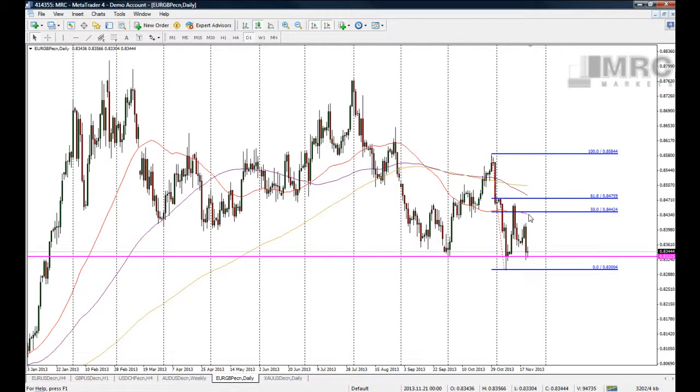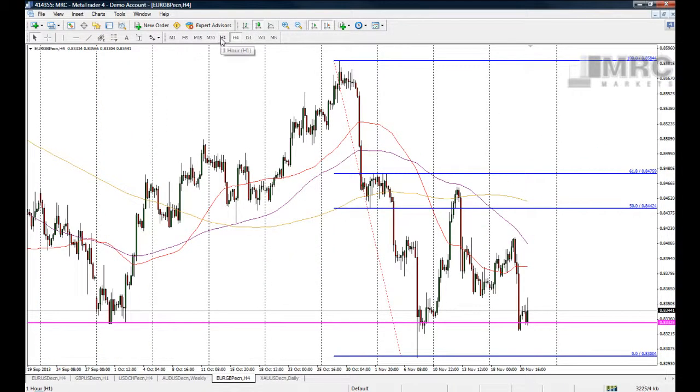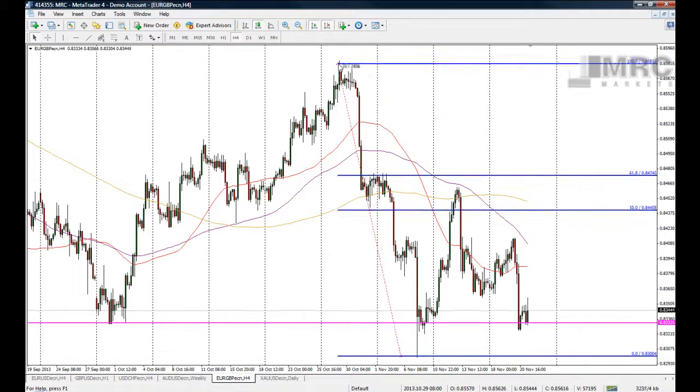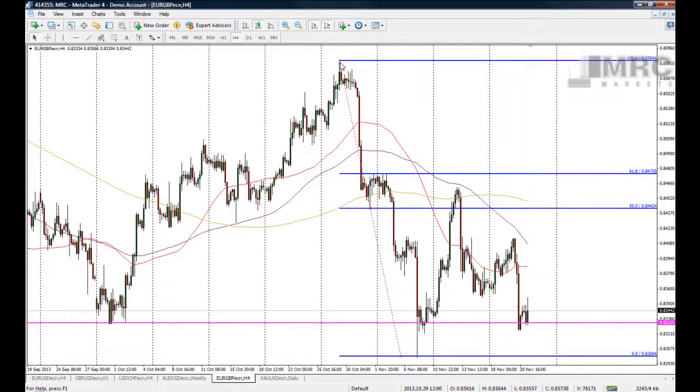So if we do get a pop up, then wouldn't be surprised to see this fib get some interesting action at the 50% here, which also coincides with 50-day moving averages here, and the 100-day moving average could coincide with the 61.8% retracement. So that's what I'd be focusing on with this euro sterling if we get some sort of bounce towards the upside, and that's the same focus on the 4 hour as well. Really, nothing else majorly of interest.